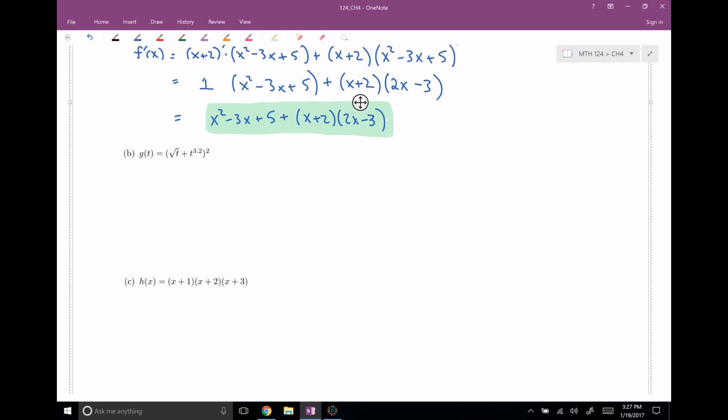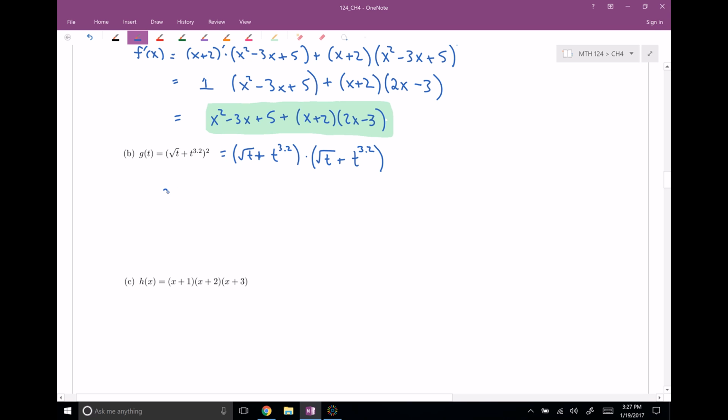All right, another product rule. Well, this one's written kind of strange here. We have this binomial here, two terms, squared. But we need to remember that this is the same thing as root t plus t to the 3.2 times root t plus t to the 3.2. When you say something squared, it's that thing multiplied by itself. So now you really see the product here.